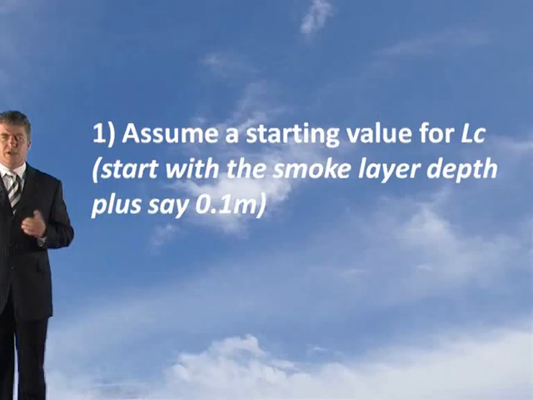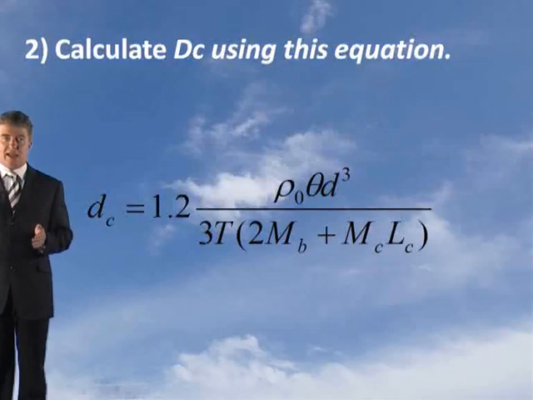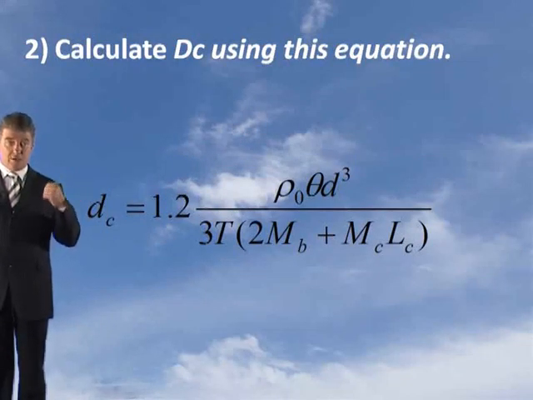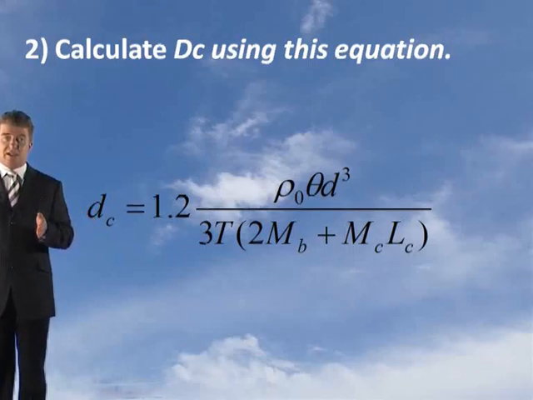First of all, you have to assume a starting value for LC, the length of the curtain. Normally you'd start with at least the smoke layer depth plus, say, 0.1 metres. It saves you some time. So add something on, 0.1 metres above the smoke layer depth. Then secondly, you calculate the DC using this formula again, with that value of LC in that formula. So you work out the deflection of the curtain.